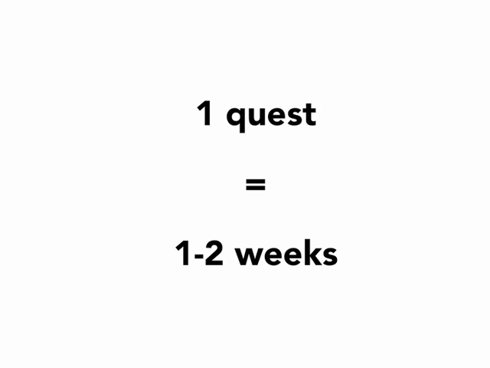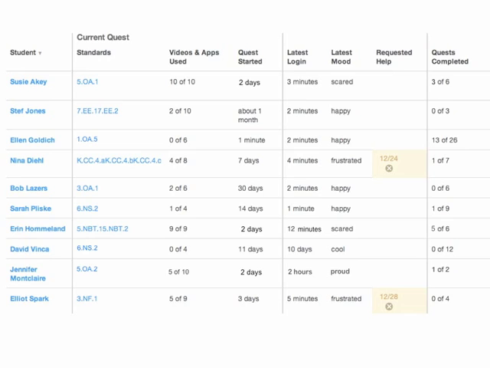Keep in mind, as you're looking at this data, if students are using eSpark for 20 minutes per day in one subject area, they should be able to complete one quest within 1 to 2 weeks. If students are moving any faster than this, then they're probably rushing through their assignments.